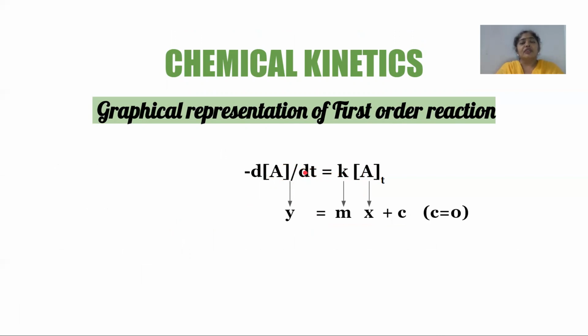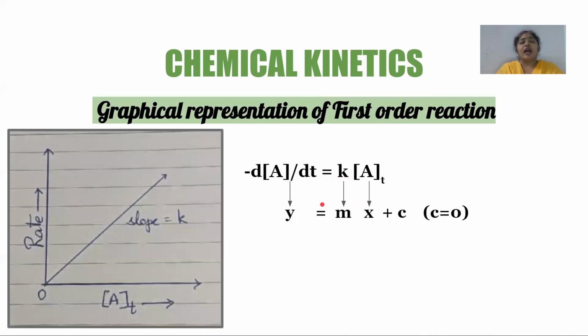So now this differential rate law, I can express as y is equal to mx. Generally we define a straight line by using the equation y equal to mx plus c. Now in this particular equation, there is no c term or y-intercept because here c is equal to 0. So we have this equation in the form of y equal to mx. Now this indicates that when we plot a graph of the rate of the reaction, that is dA by dt is the rate of the reaction in terms of reactants, so the negative sign is there.